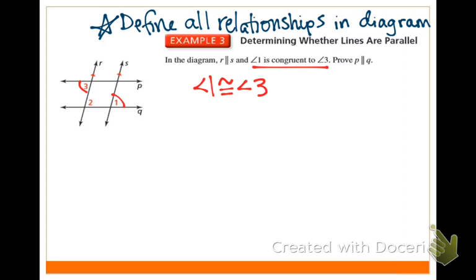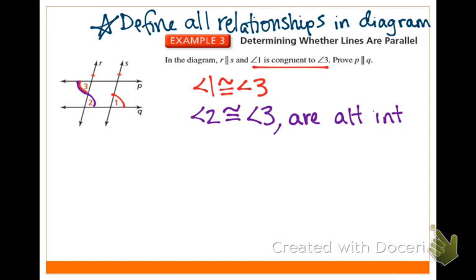From here, we list all of the remaining relationships. Pick two other angles to name their relationship. 2 and 3. So what relationship do angle 2 and angle 3 have? They're alternate interior, which makes them congruent. So angle 2 is congruent to angle 3 because they are alternate interior.